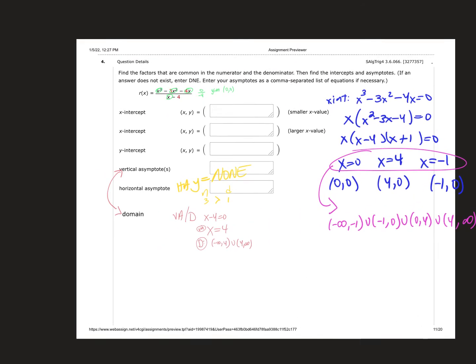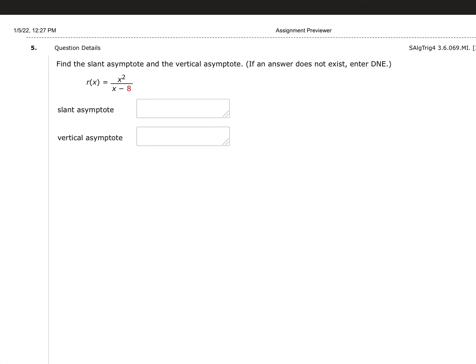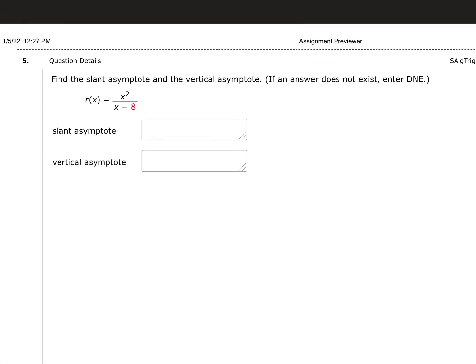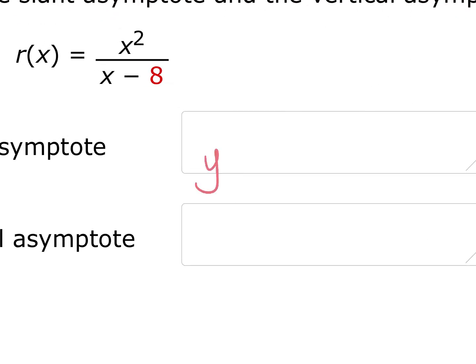All right. Good job. Let's go along. Here we go, we're getting to our asymptotes. How do you find a slant asymptote, guys? Division. Long division. Your answer for a slant asymptote has to be written in y equals mx plus b.